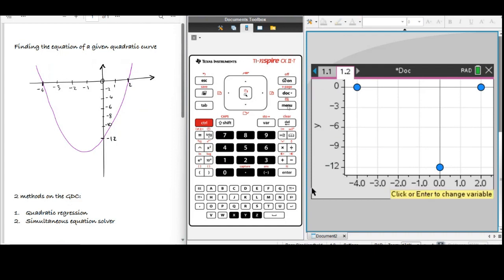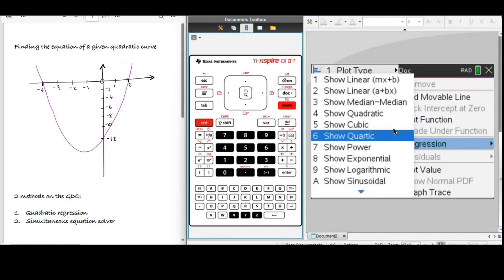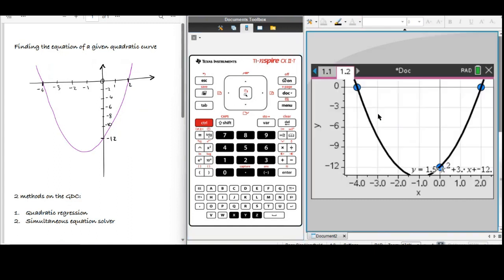Okay, so to find the equation of this graph, I go to Menu, Analyze, Regression, and Show Quadratic. And you can see down here, and if you can't see it clearly, you can drag and move that. It has the equation of that quadratic curve, y equals 1.5x squared plus 3x plus -12.